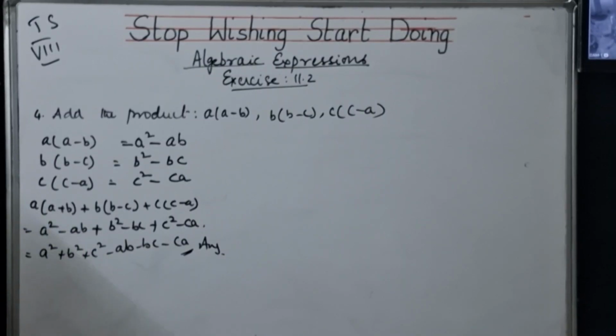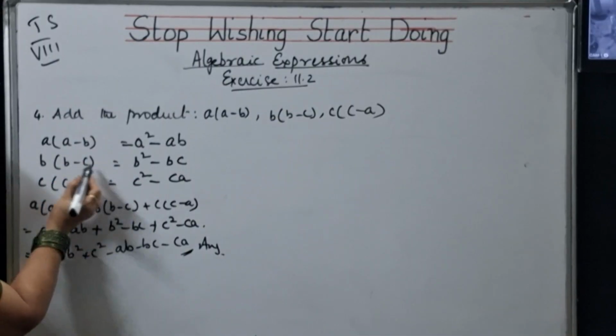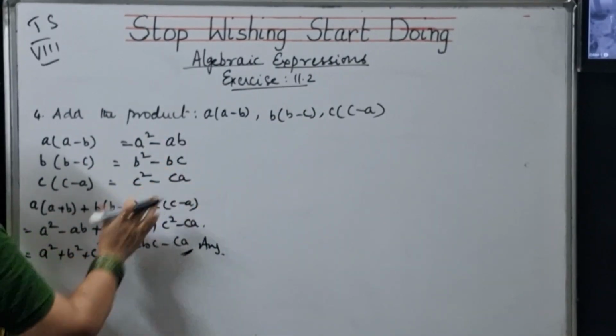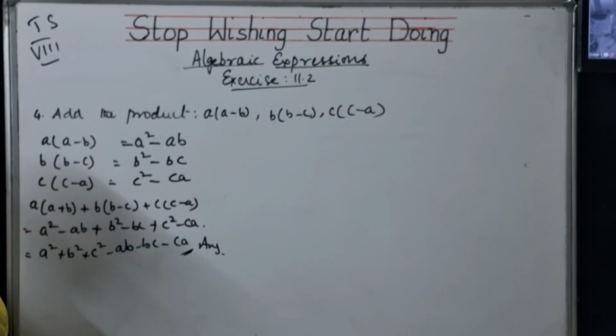You have to add the products, means first you have to multiply A into A minus B, B into B minus C, C into C minus A. Whatever answers you are getting, you need to add. So this is how I have done. Please note it down. This is fourth sum.